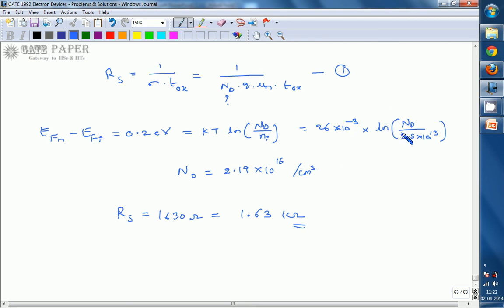Sorry, one thing: here it is given as only 10 power 13. If you take 10 power 13 itself, you will get 1.63.